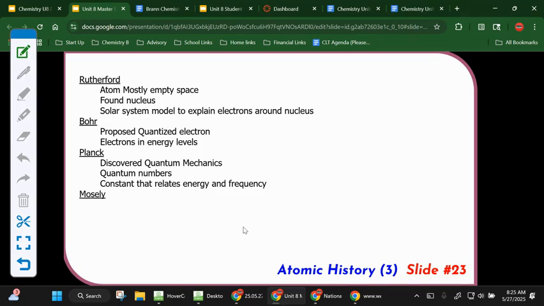Moseley, guess what? He found the proton. Moseley gets credited with finding the proton, ladies and gentlemen. And now our periodic table that Mendeleev set up, we can add atomic number to it. Okay? We can add atomic number to Mendeleev's periodic table, which, by the way, did not change. He had things in the right order, understood them very well, even as we're now adding the atomic number to the elements on the periodic table, ladies and gentlemen.